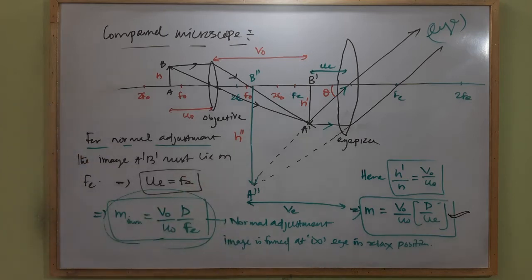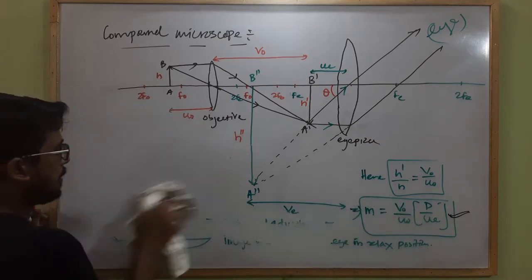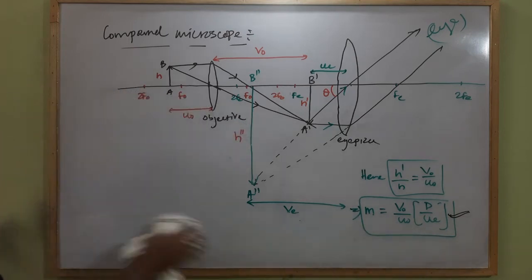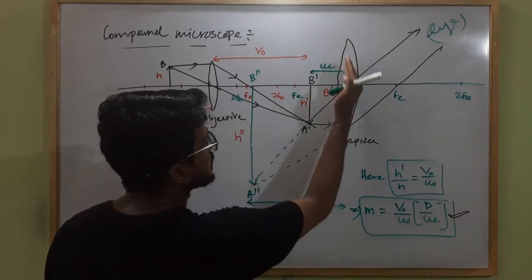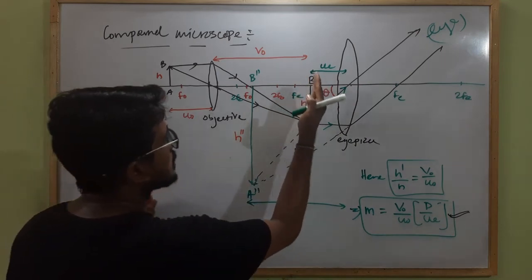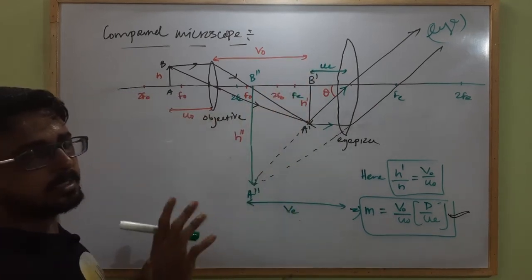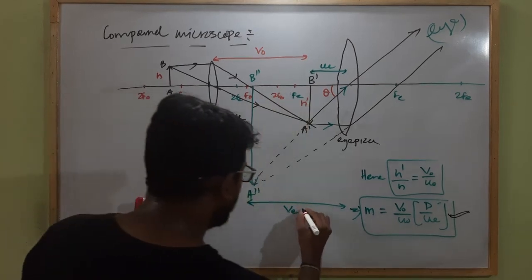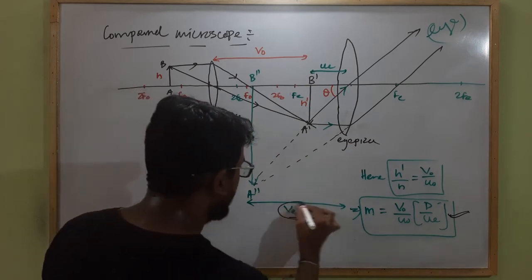So what will be the value of maximum magnification we can obtain by a compound microscope? As we already know, this is the magnification formula for any general position of the image, where UE is the object distance for the eyepiece. For the maximum magnification, we adjust the eyepiece in such a way that the image formed by the eyepiece of this image A dash B dash lies at the least distance of distinct vision. Then we will get the maximum magnification obtained by the compound microscope. So when VE is equal to D, that means the image distance with respect to the eyepiece becomes equal to the least distance of distinct vision.